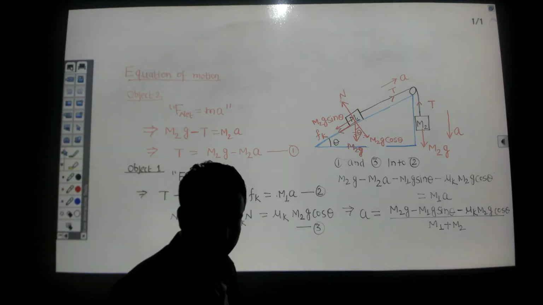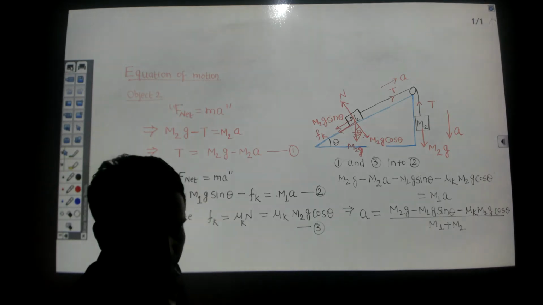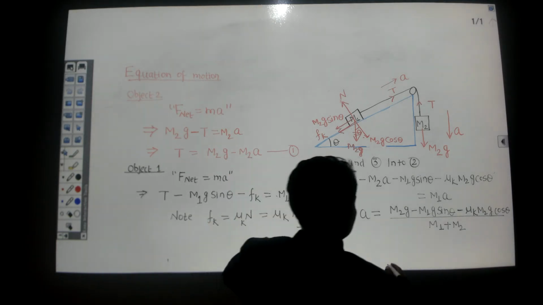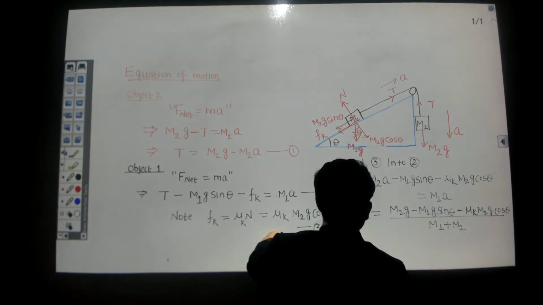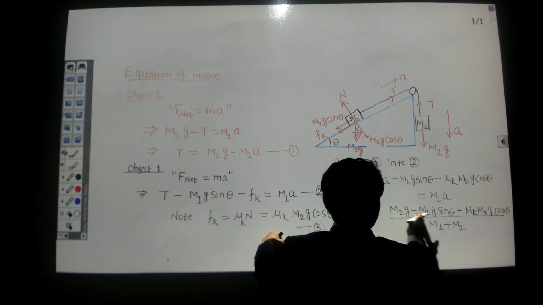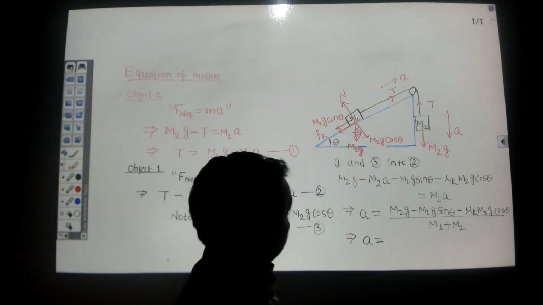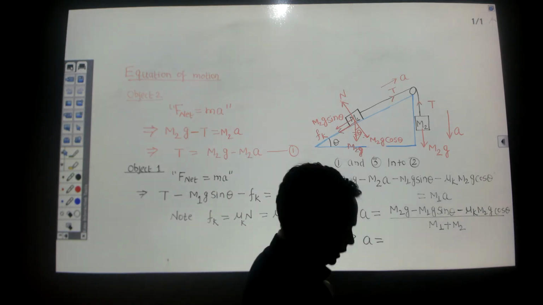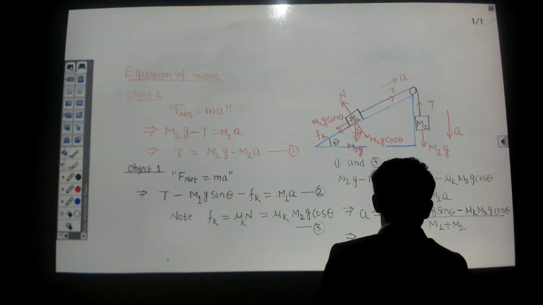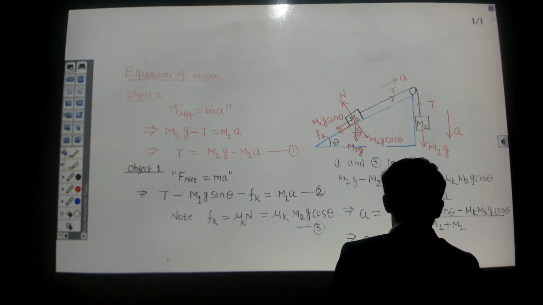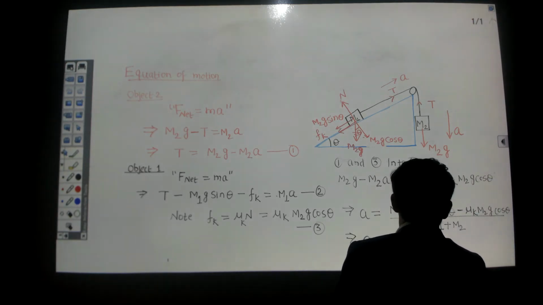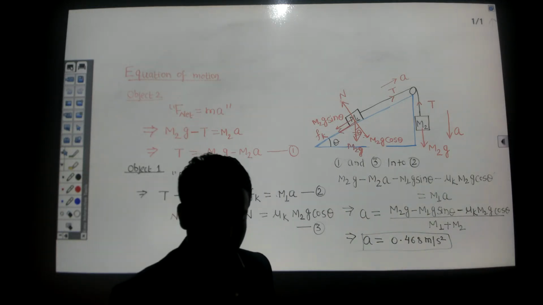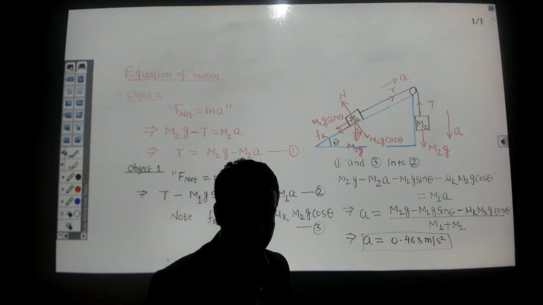So I'm just plugging all the values here. So if I plug all the values, the value I get for the acceleration, the m2 value is already given, what I would get is 0.468 meter per second square. This is the value you'll get, and this is to 3 significant figures.